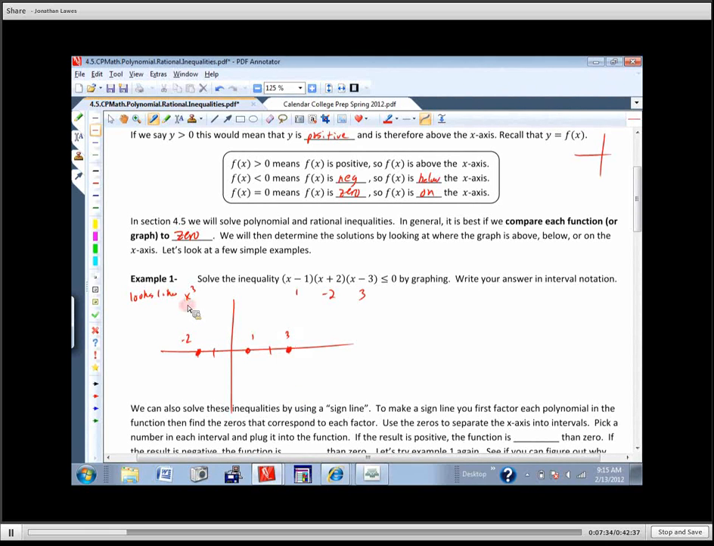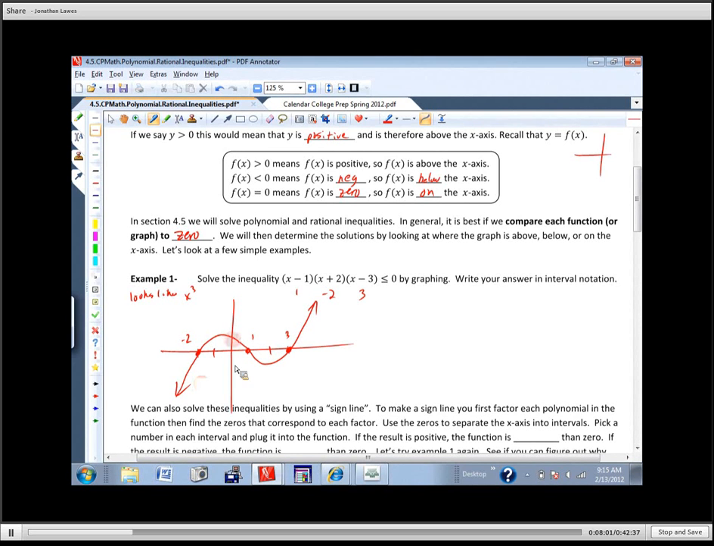Now, if it looks like x cubed, where does it start? Does it start up or start down? Starts down. And we're going to cross, cross, and cross. So it looks something like this. That's pretty quick, right? Just making that graph and labeling it could easily be a question on the test.